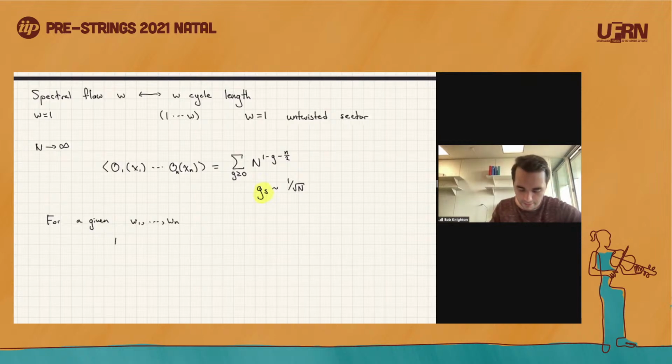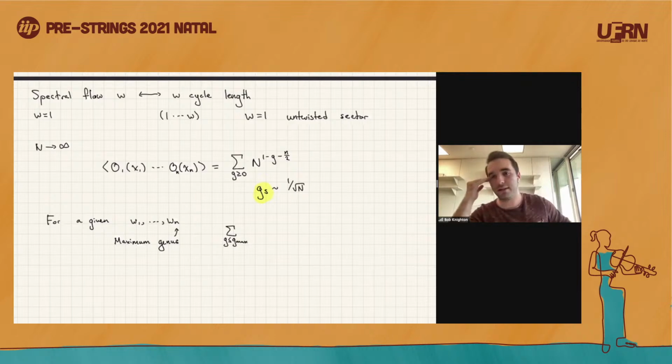And there's a maximum genus. So there's a maximum genus that occurs. And so that means when you take the string perturbation theory, the sum is over G less than or equal to G max. So the perturbative expansion is finite. But I think that's something we don't fully understand the implications of yet.